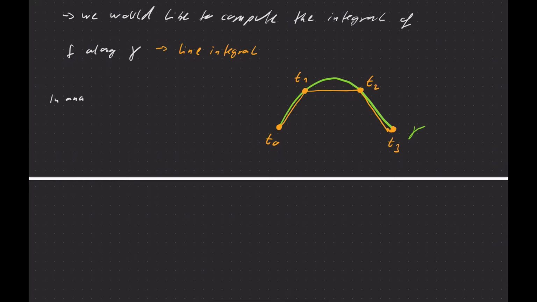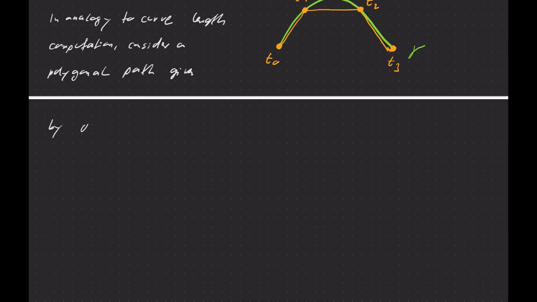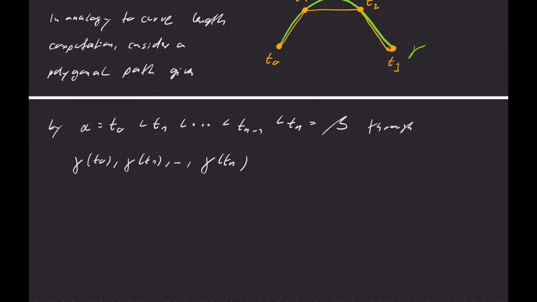Okay. So, in analogy to curve length computation, consider a polygonal path given by some points. T0 is alpha, then T1, and so on, up to Tn-1, Tn, and Tn is equal to beta. The path passes through gamma of T0, gamma of T1, and so on, up to gamma of Tn. Then we can define a Riemann sum along that polygonal path. And basically that looks like this.